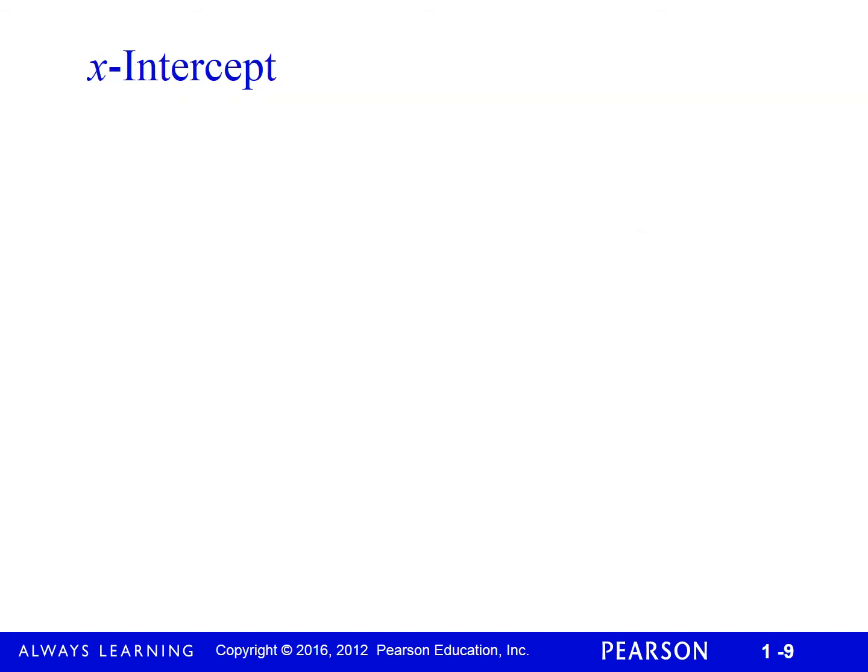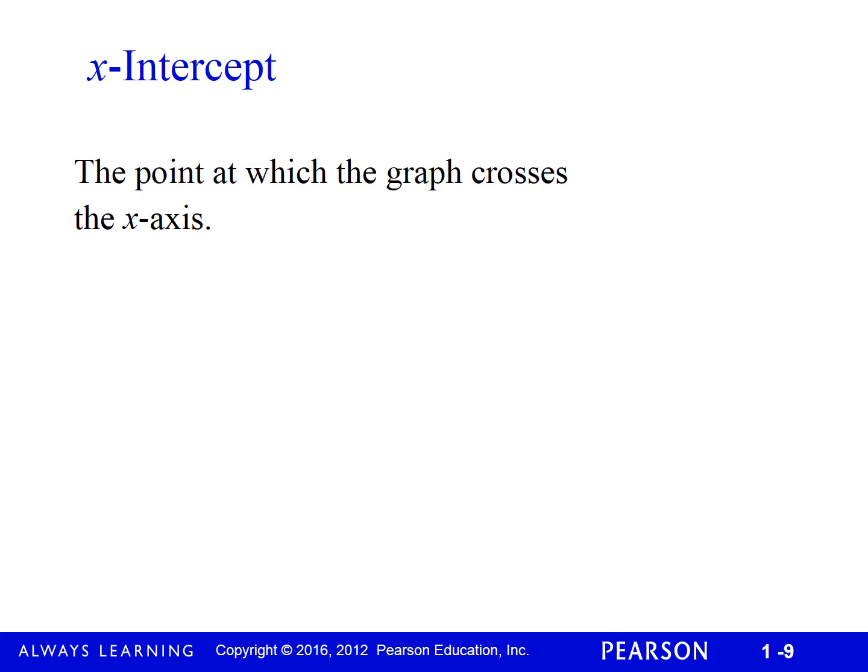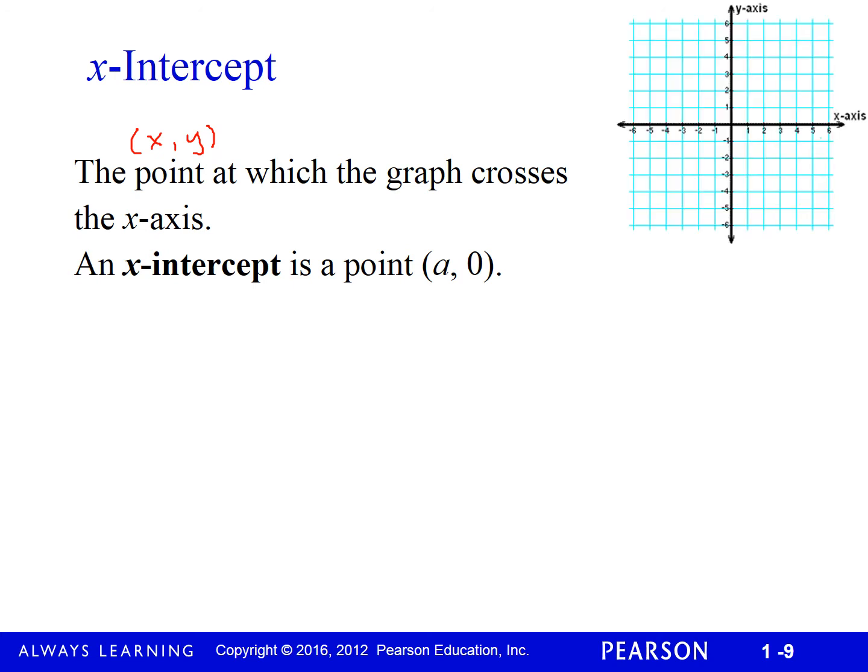X-intercept, and that is the point at which the graph crosses the x-axis. So we all kind of picture that in our minds, the horizontal axis, the x-axis, and there's a graph, and it's going to cross somewhere. And that point, right, it's a point, so it has two coordinates, x, y. That point is the x-intercept. And x-intercept is a point (a, 0), right? So it might be (1, 0), (2, 0), (3, 0).